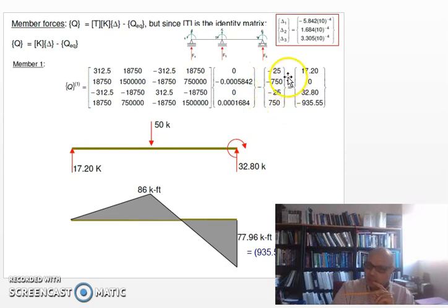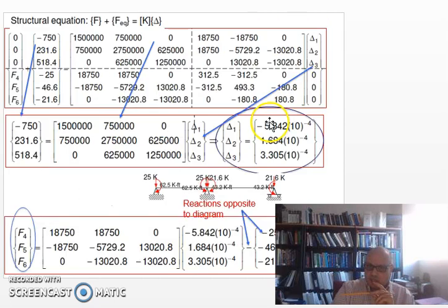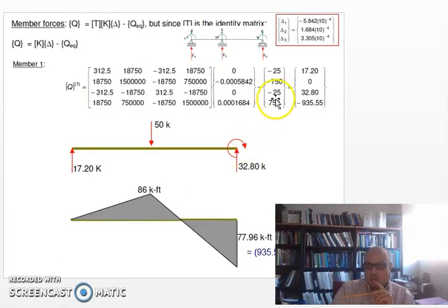What applied force? What is this 25 and 750? Let's go back. The 25 is right here, and this is the 25 and the 21.6, as you can see right there, and the moment. So here we go. You put the matrix for Q naught, you add them up, you came up with these member forces. 17.2, rotation, vertical displacement, vertical reaction right here as far as shear, and moment is 0, and that makes sense.